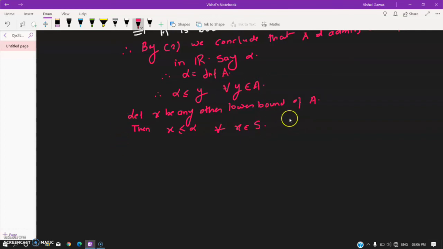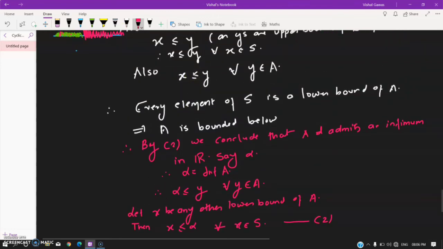So let me name this as 2, and let me name my first equation, where I said... yes, this one. This is true for every y in A. This is what we have.